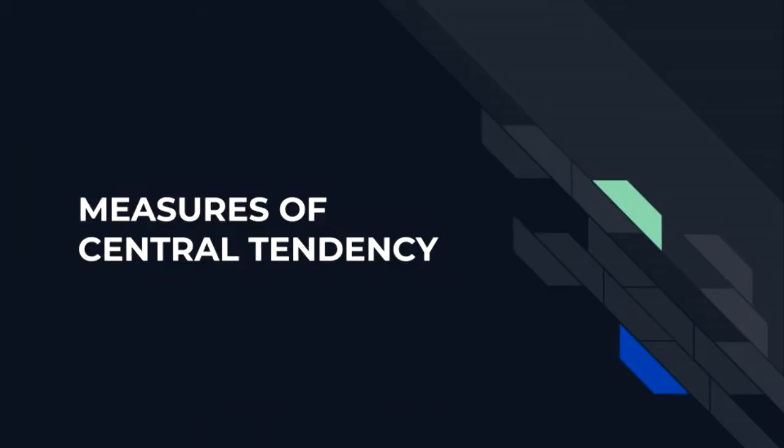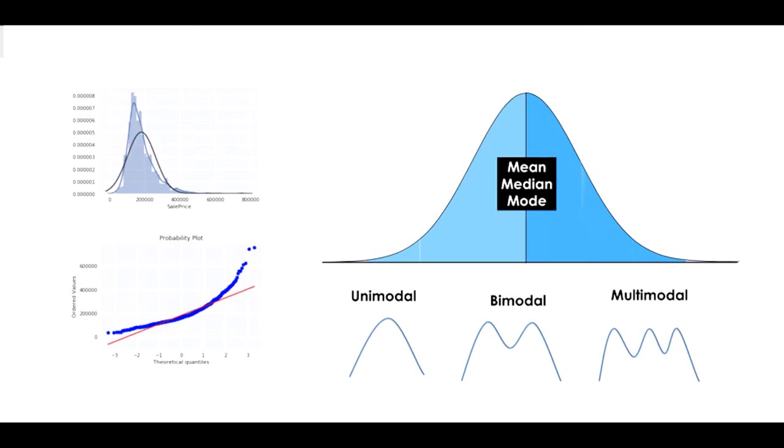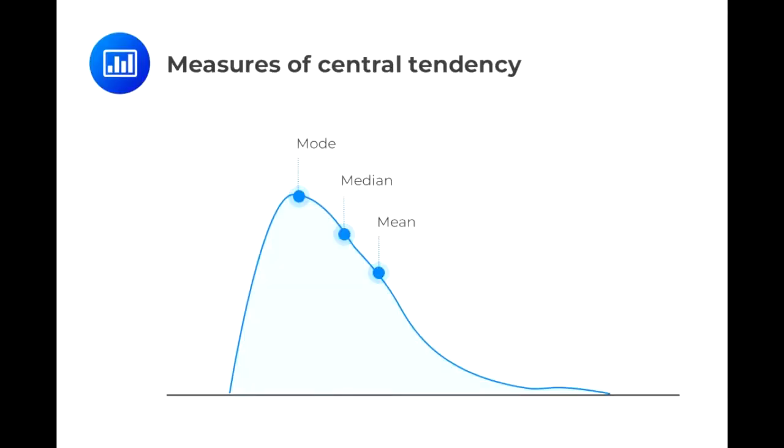So now let's move on to the measures of central tendency. The measures of central tendency indicate where most values in a distribution fall and are also referred to as the central location of a distribution. You can think of it as the tendency of data to cluster around a middle value. In statistics, the three most common measures of central tendency are the mean, median, and mode.